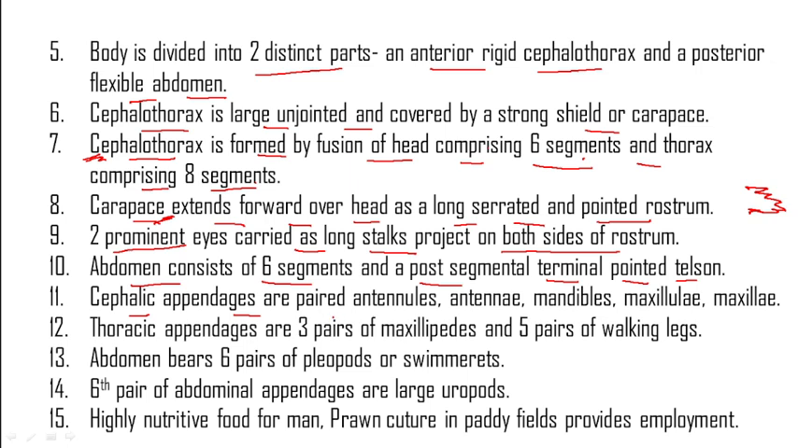Cephalic appendages are paired antennules, antennae, mandibles, maxillulae and maxillae. Thoracic appendages are 3 pairs of maxillipedes and 5 pairs of walking legs. Abdomen bears 6 pair of pleopods or the swimmerets. Sixth pair of the abdominal appendages are large uropods.